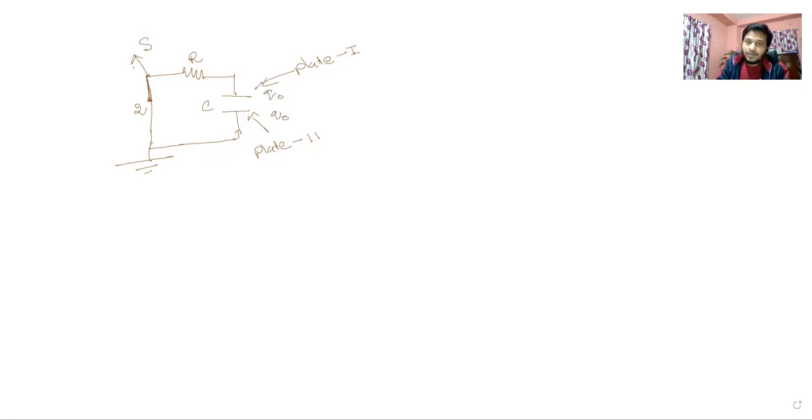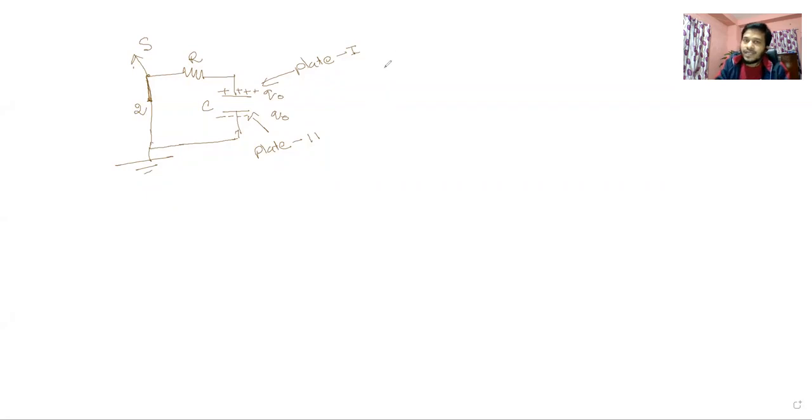Plate 1 was positively charged and plate 2 was negatively charged. How much charge is on plate 1? Positively charged Q naught. How much charge is on plate 2? Minus Q naught. So the total charge stored on this capacitor is Q naught.